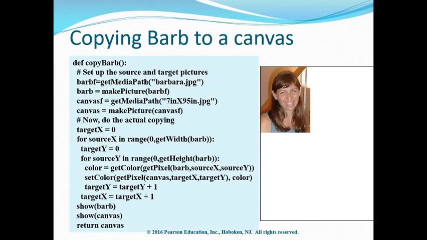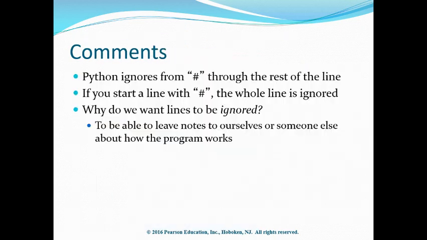So, copying Barb to a canvas. We can see there's a picture of Barb here. We get Barb's picture, we get a canvas picture, and now we actually do the copying. We go through the source and we get the color from the source, the Barb picture at source X and source Y, and then we set the color of the canvas at target X, target Y. Then we return the Barb canvas and we show Barb and we show the canvas.